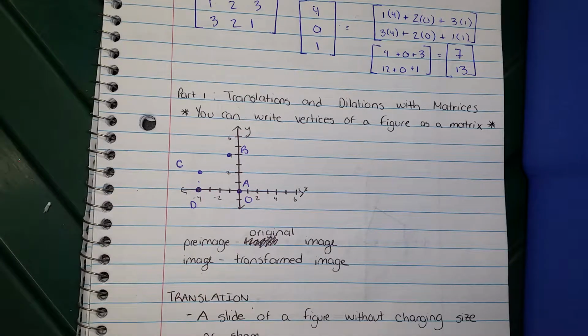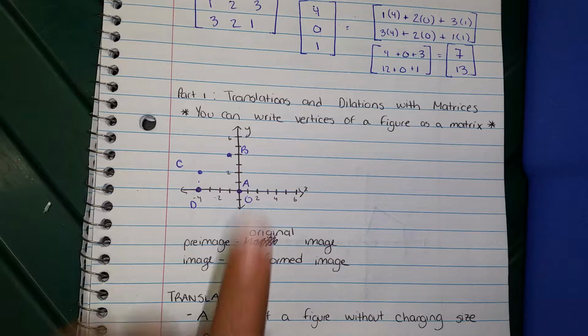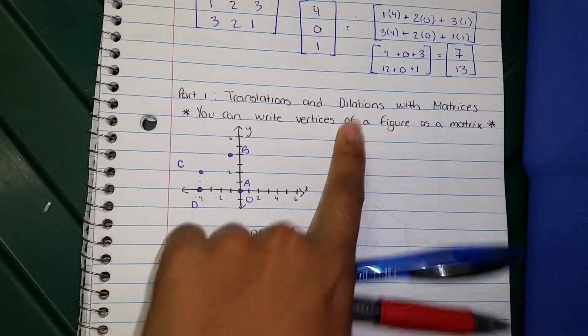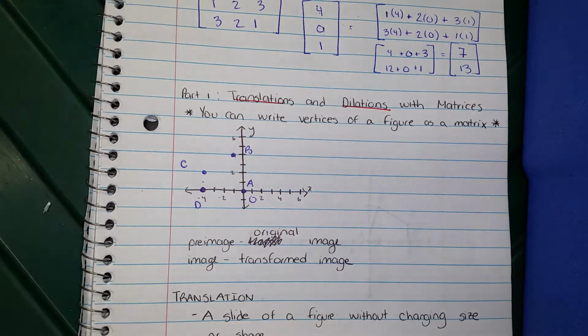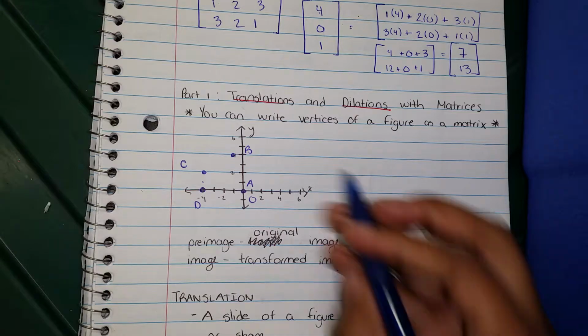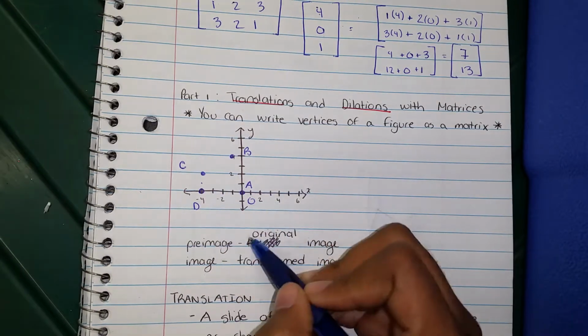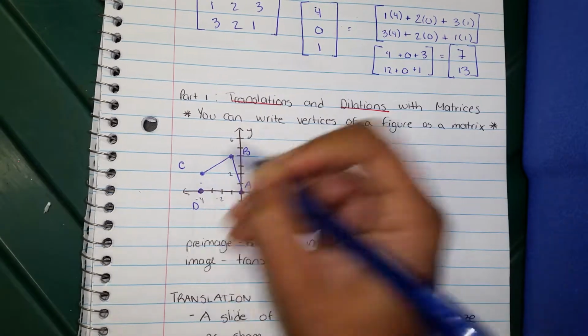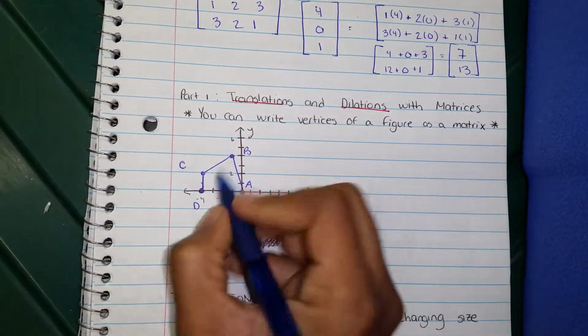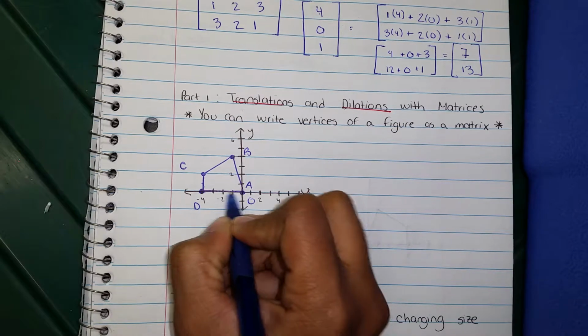Today we're only going to discuss two transformations: translations and dilations with matrices. Okay, let's talk about translations first. So a translation is essentially a slide of a figure without change in the size or the shape. So let's say we have the following polygon with these following vertices. Let's say we have a trapezoidal figure here. You have a quadrilateral.